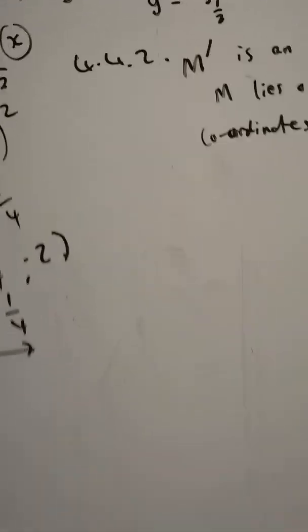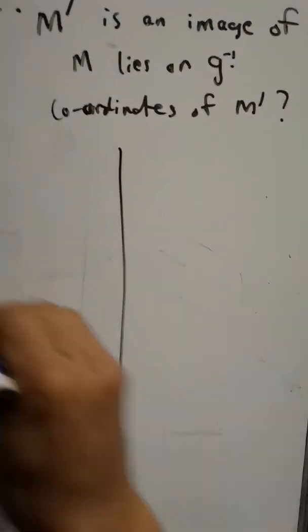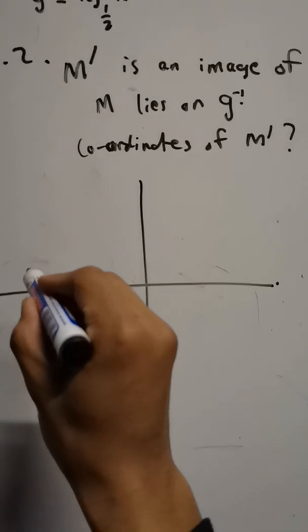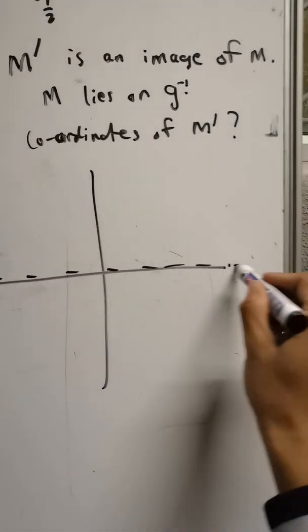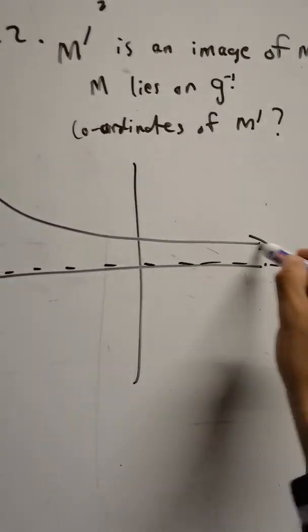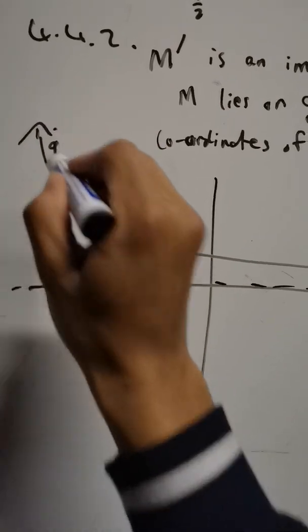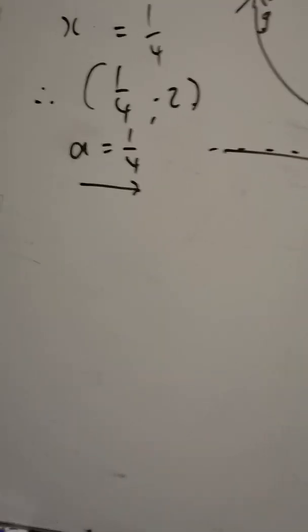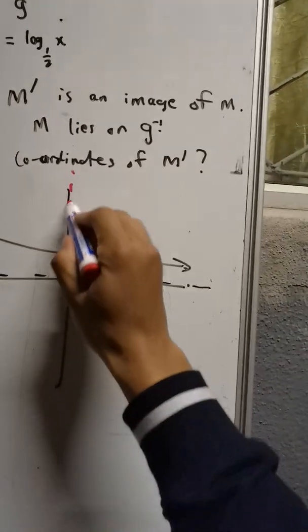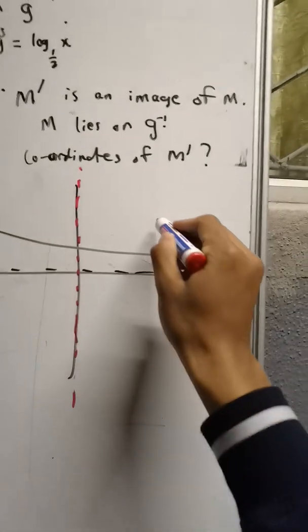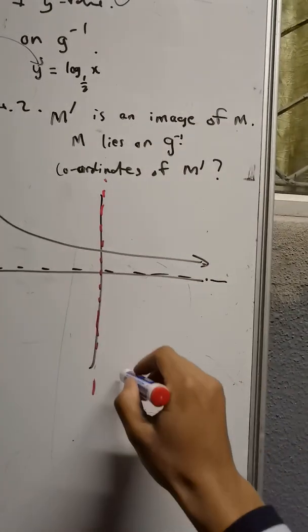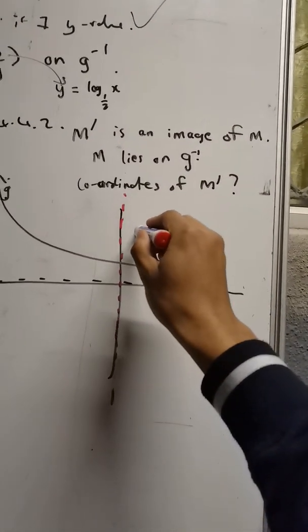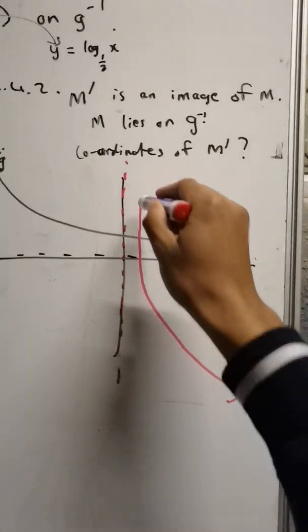What we first do is have an understanding of how our diagram looks. Our diagram looks like this, where we have our original graph, which is g, like that. And our inverse, we can clearly see the asymptote of the inverse, and the inverse is going to look kind of like that.